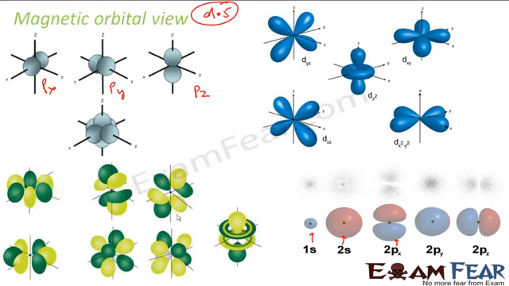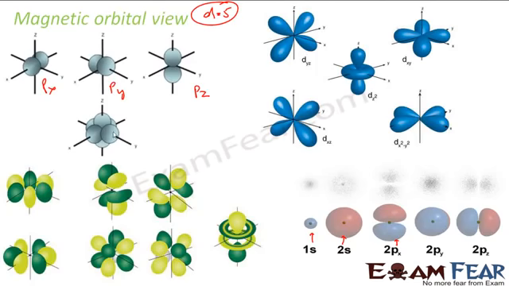Similarly, for f we have 7 different options, and this is how the 7 different orientations are there for f orbitals. If you see, all are f orbitals, but their orientation is different. So the magnetic quantum number will determine the orientation of these orbitals.